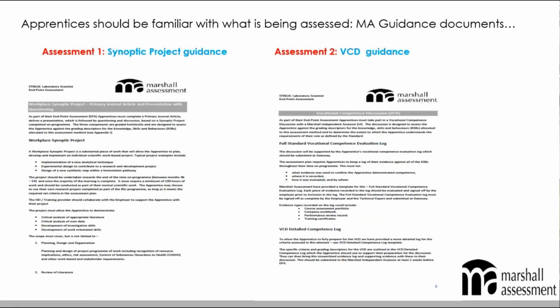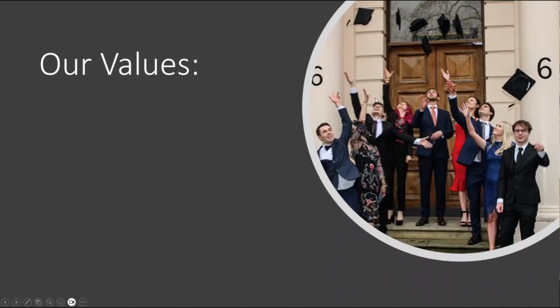So this is what the two really important documents look like. They're two PDF documents, called Synoptic Project Guidance and VCD Guidance, respectively. So make sure that your apprentices have got copies of those.